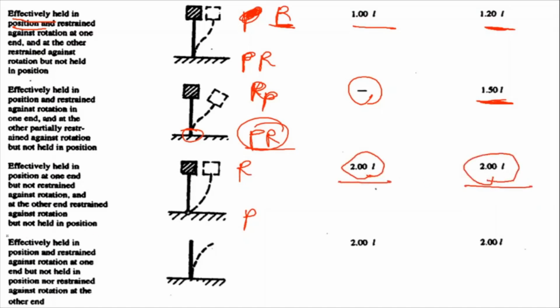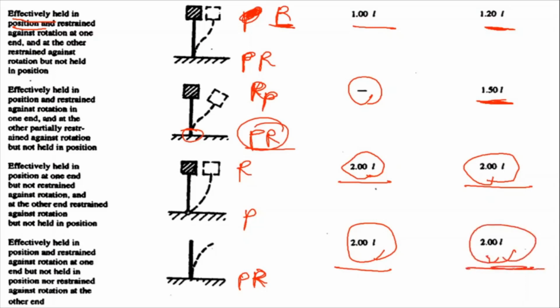is also 2L. And last one is effectively held in the position and restrained against rotation at one end. Here at this end effectively held in the position and restrained against the rotation, and at the other end not held in the position nor restrained against the rotation. So there is no condition of positioning here, there is no restriction against the rotation here. So in this case, what is the theoretical effective length? 2L, and the recommended value of the effective length is also 2L.